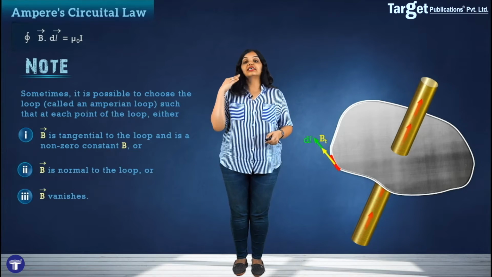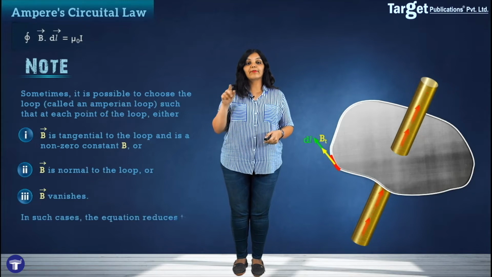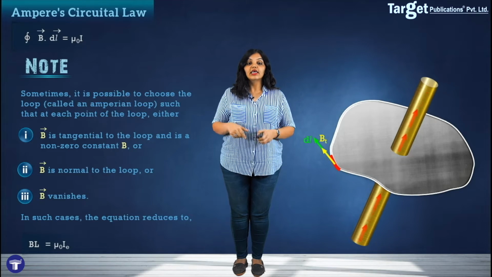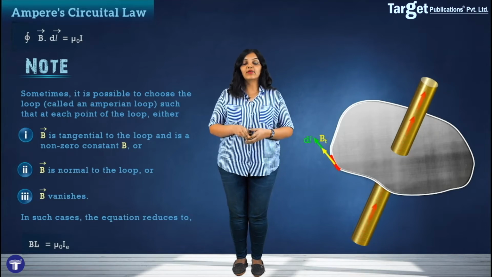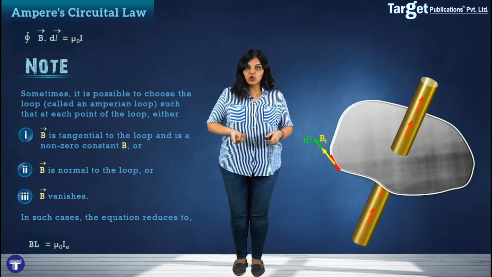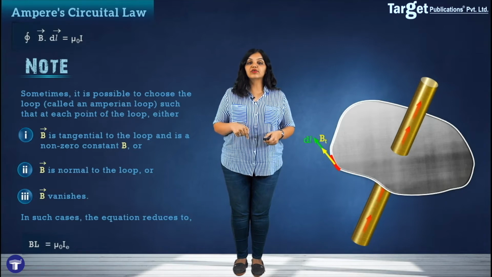In the first case, in which B is already tangential to the loop, Ampere's law will simply reduce to BL is equal to mu naught I_E. So instead of B dot dl, you will simply have BL, where L is the length of the loop itself, and I_E, of course, is the current enclosed by the loop.